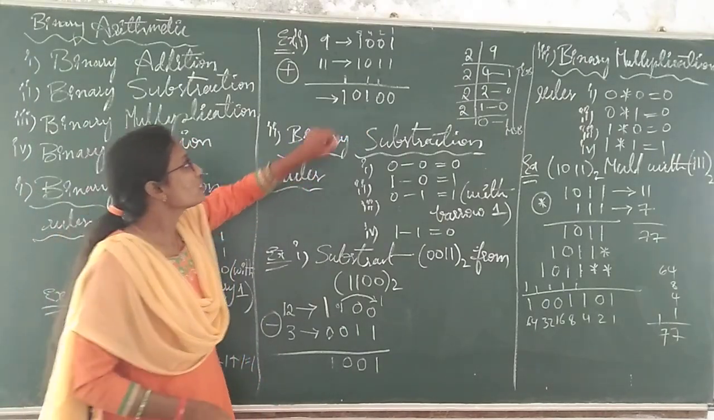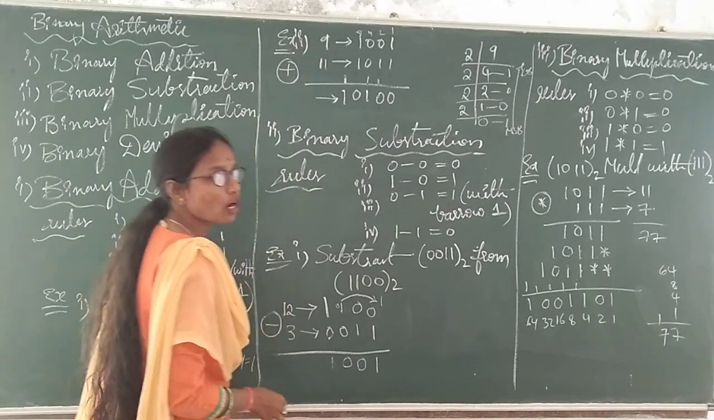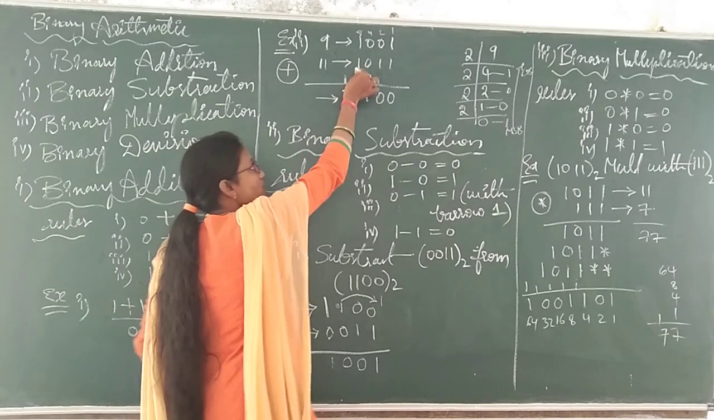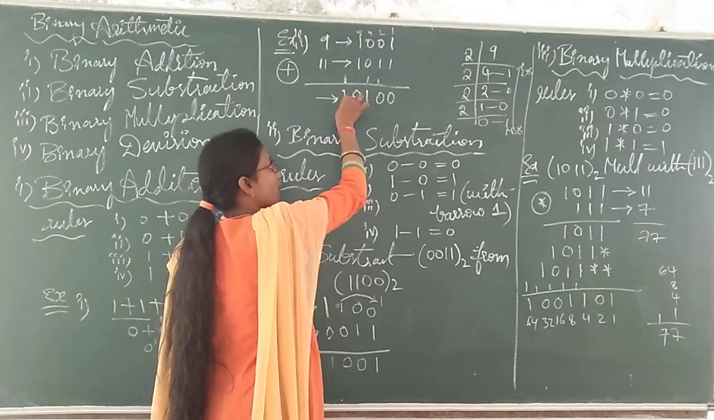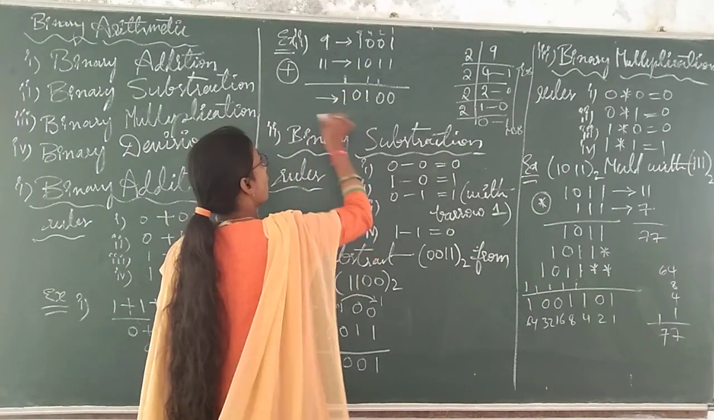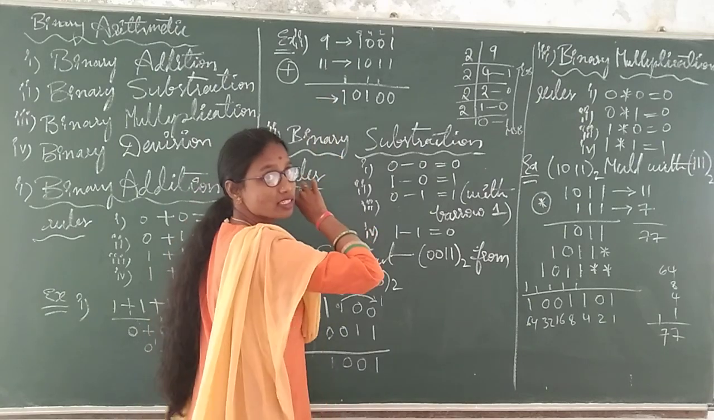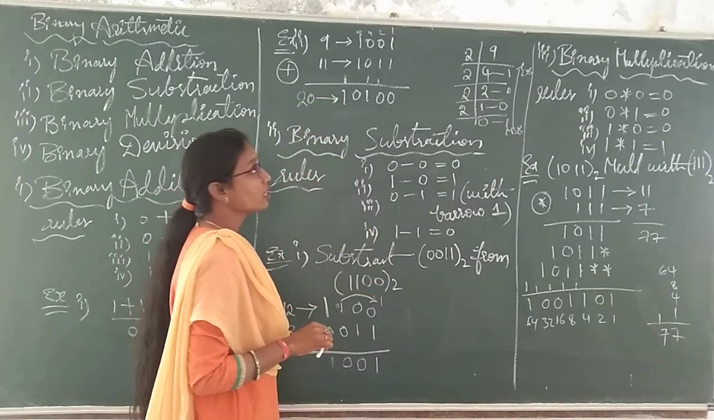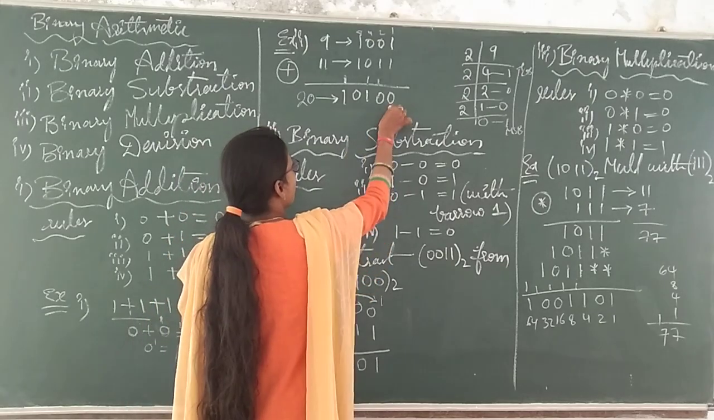And the next one is 1 plus 1. You know already, 1 plus 1 is 0 with carry 1. And 11 plus 9 is 20. Okay, 11 plus 9 is 20.